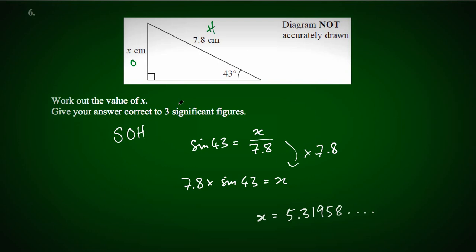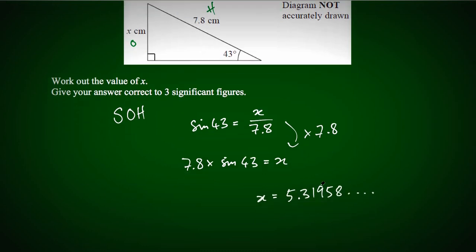I'm asked to give it correct to three significant figures, so that equals 5.32 to three significant figures.